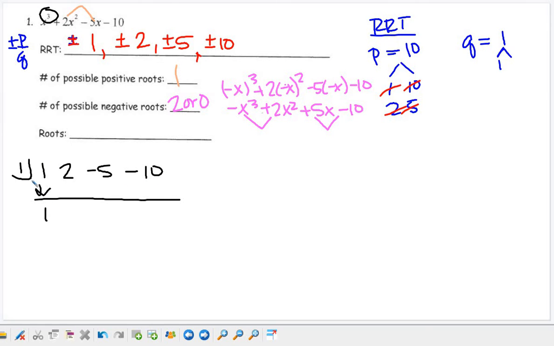So bring down my first term. 1 times 1 is 1. 2 plus 1 is 3. 1 times 3 is 3. Negative 5 plus 3 is negative 2. 1 times negative 2 is negative 2. The remainder is not 0, so 1 is definitely not a 0.